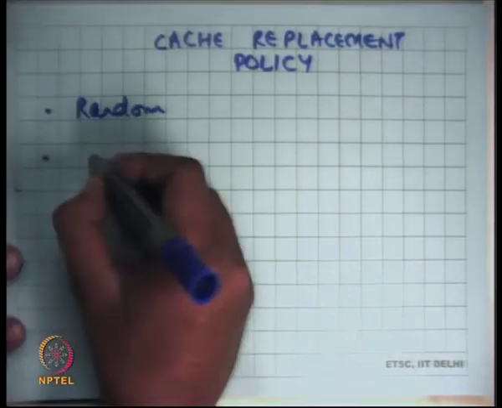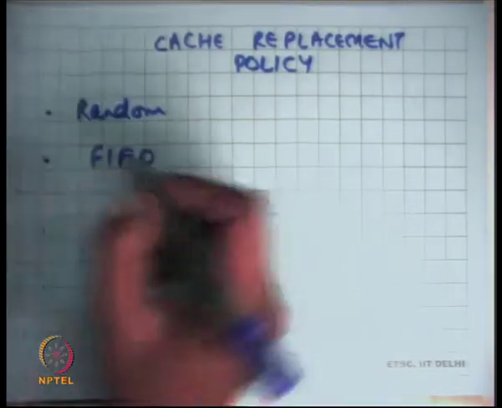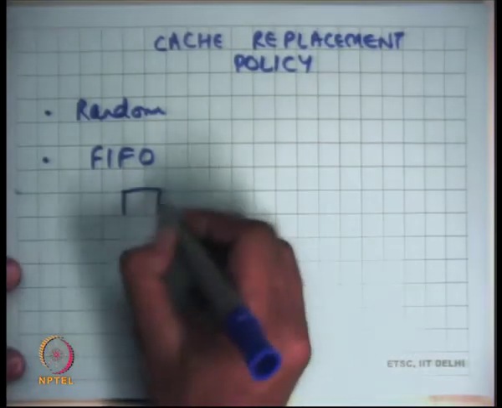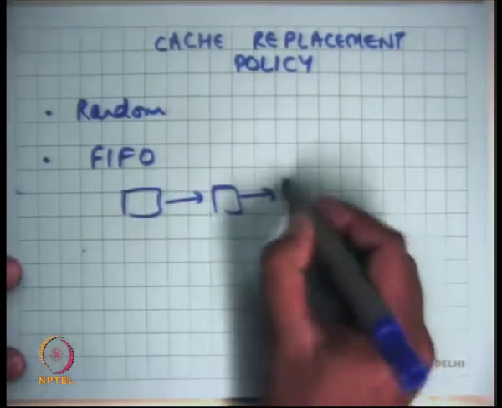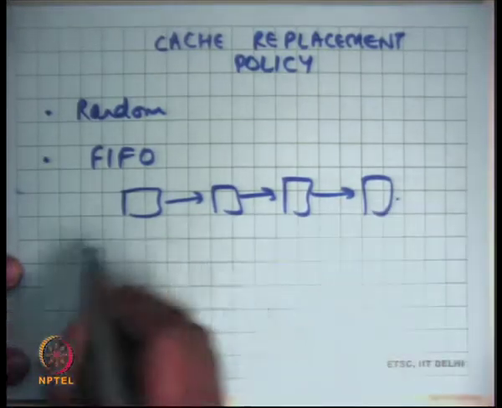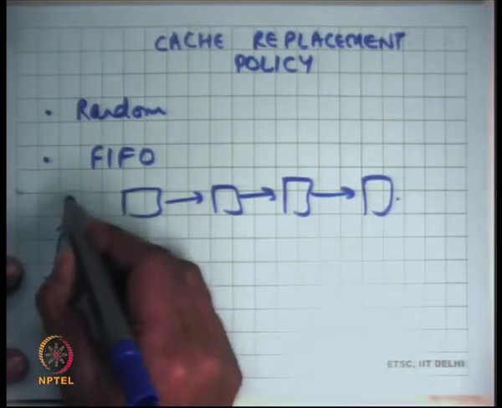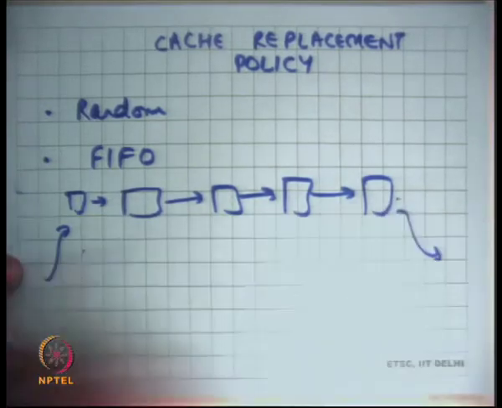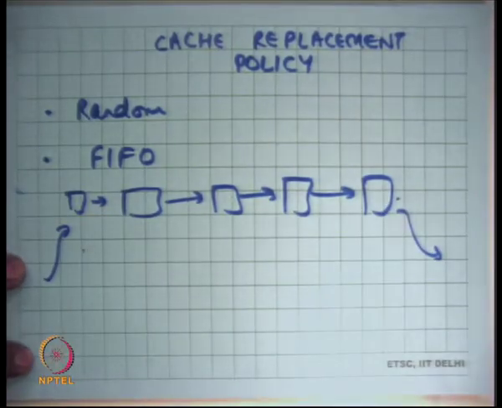The other approach is FIFO. Whichever page has been brought in earliest should be ejected. The way to implement it is to have a queue in your memory. Every time you bring in a page, you append to the queue, and if you want to eject, you eject from the tail of the queue, right?